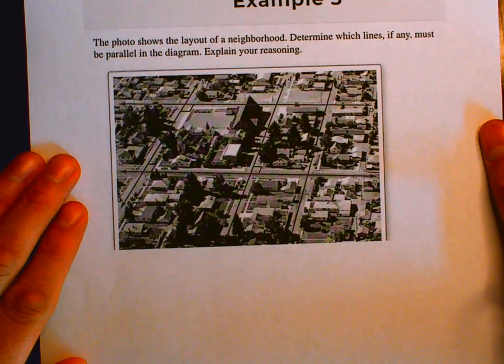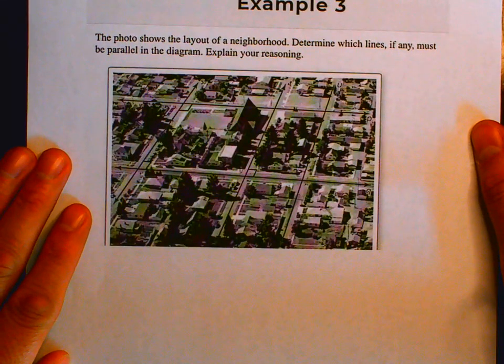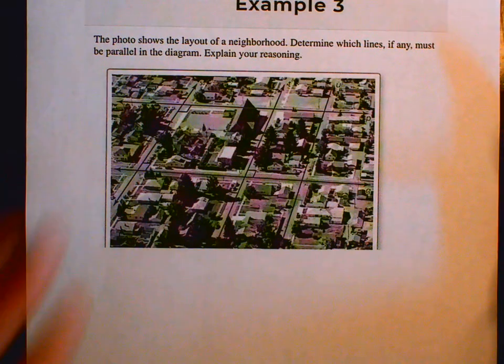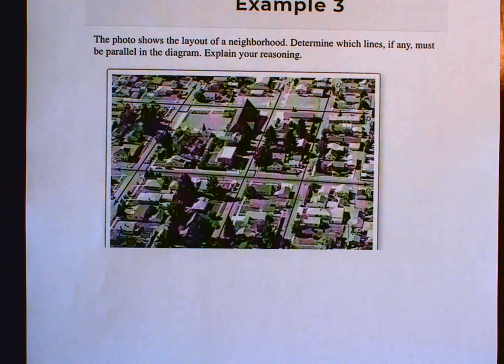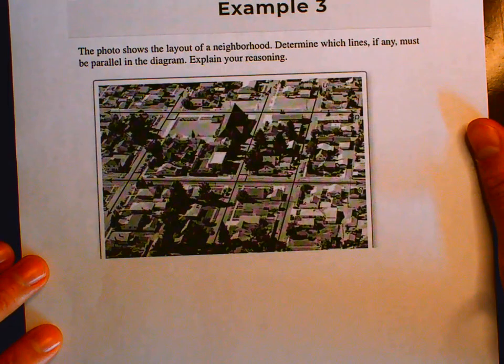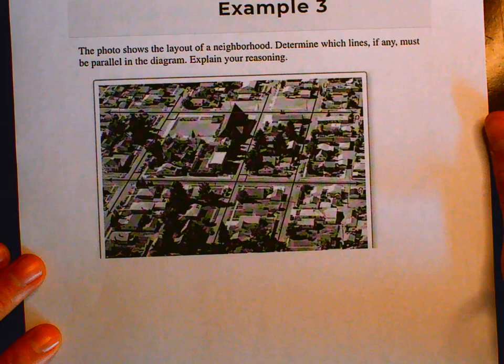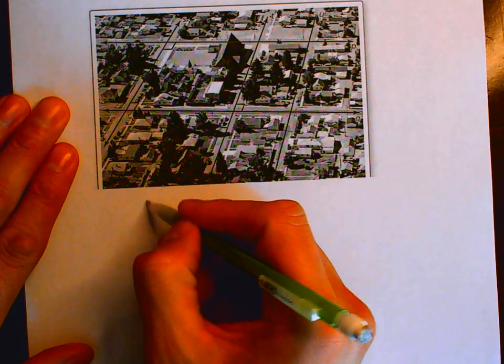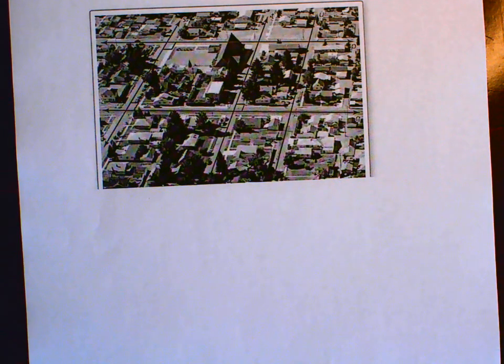Okay, it's probably a little bit difficult to see this diagram right here because in your book, by the way, it's on page 151. It says the photo shows the layout of the neighborhood. Determine which lines, if any, must be parallel to the given diagram. Okay, so maybe it would help if I draw this without the city. Give me 1 second. Let me draw this without the picture.